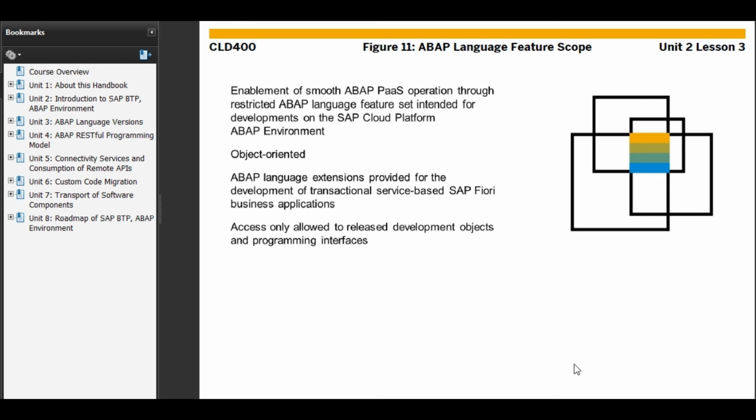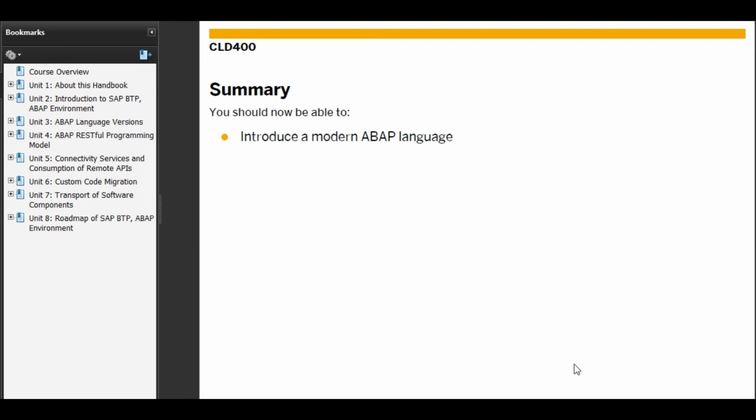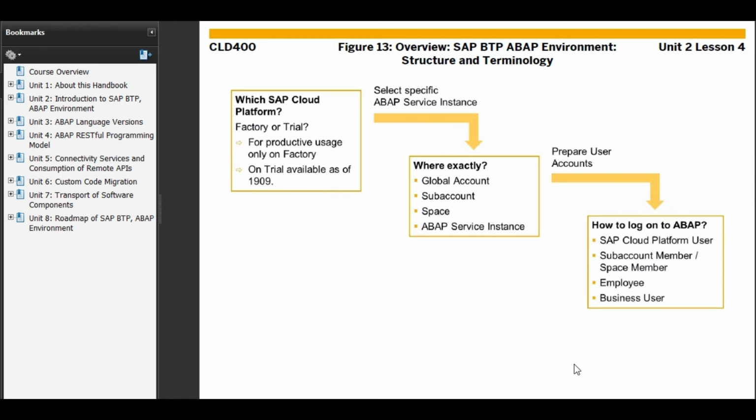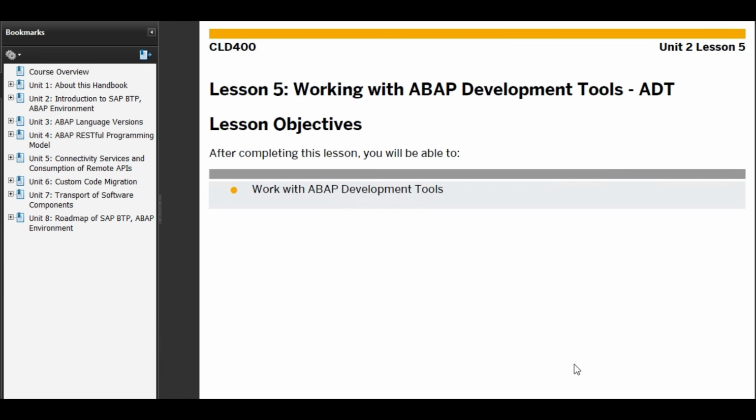So, enablement of smooth ABAP platform as a service or operation through a restricted language feature set intended for development on the SAP Cloud Platform. Now, platform as a service. This is a platform as a service. Now this is what we were actually doing in the trial version. We'll see that. I'll just skip these things because we are anyway doing it in the hands-on.